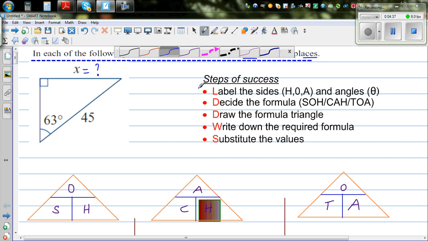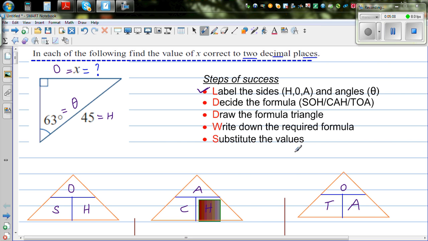The first step is to label the sides. First, label the sides which you are dealing with. You're dealing with this side, which is the longest side, and that is the hypotenuse. We'll label this as H. And this is opposite to this angle, so this is your O. Let us always label the angle as theta. So this is the angle theta. You've done the first step.